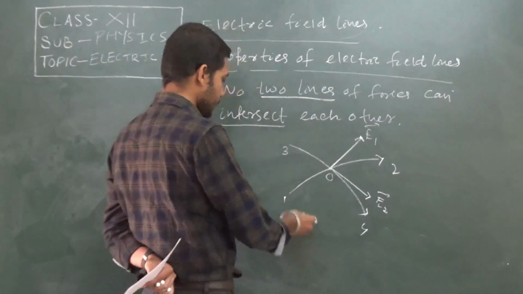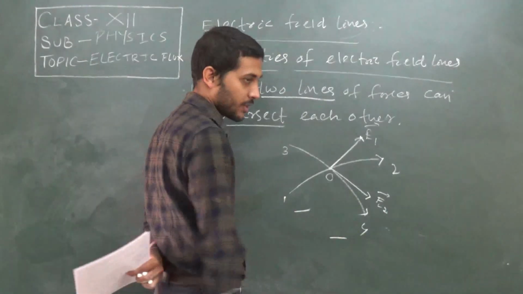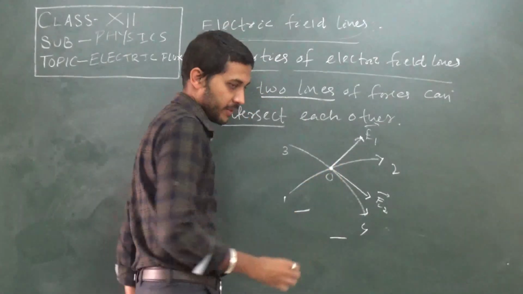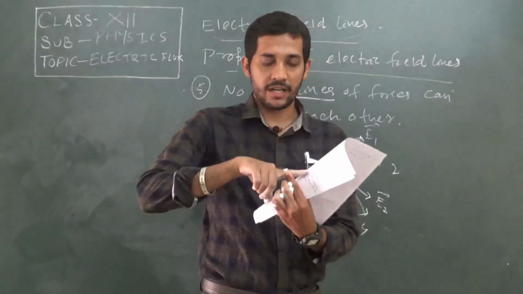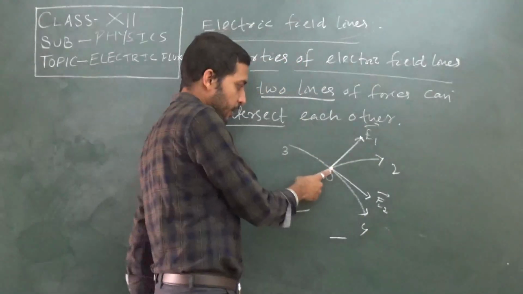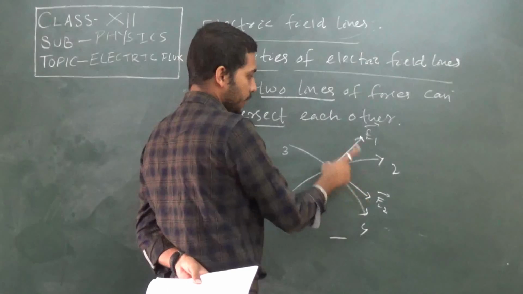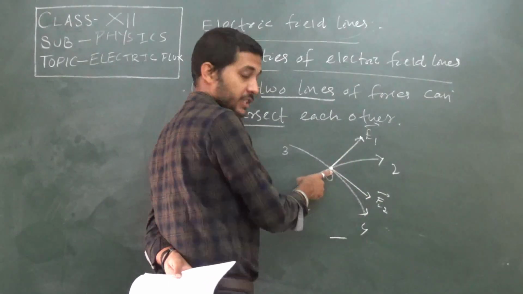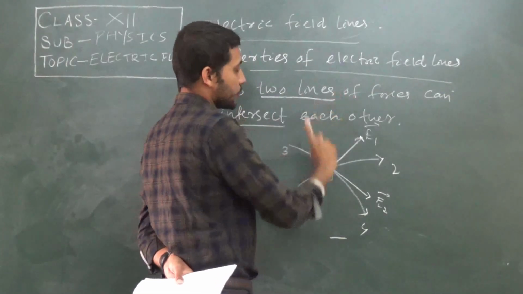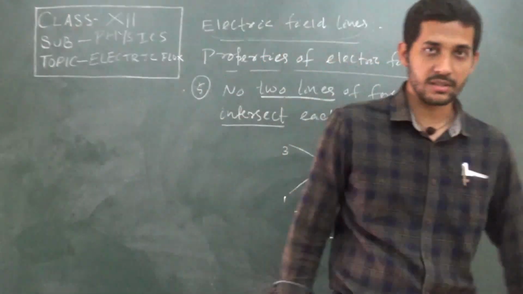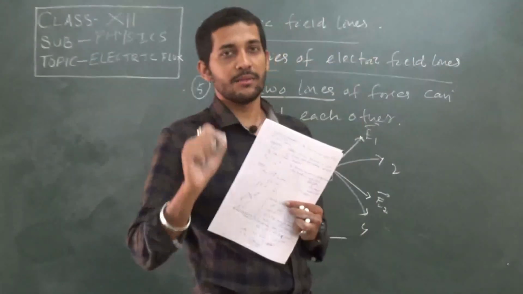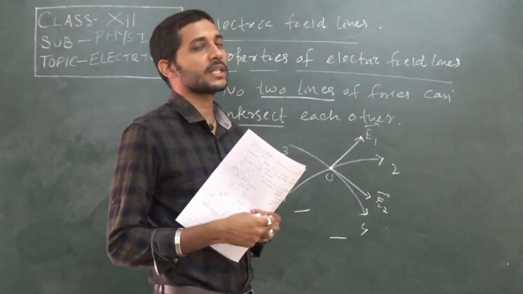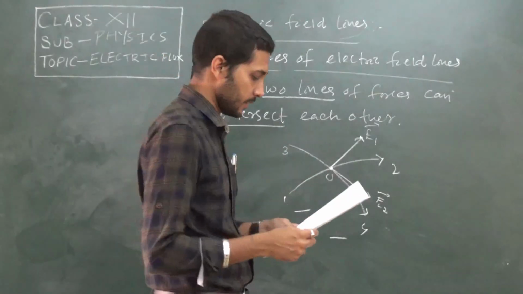Like for example, you will say that you are at Sunabada and at the same time you are at Koraput. It is not possible. The same thing is happening here. For this particular point where they are going to intersect, the electric field for this common point is found to be 2 directions, which is not possible for a single point. That's why 2 lines of forces can never intersect each other. If they intersect, then there will be 2 directions of electric field on that particular point, which is practically impossible. Got this one? Okay.